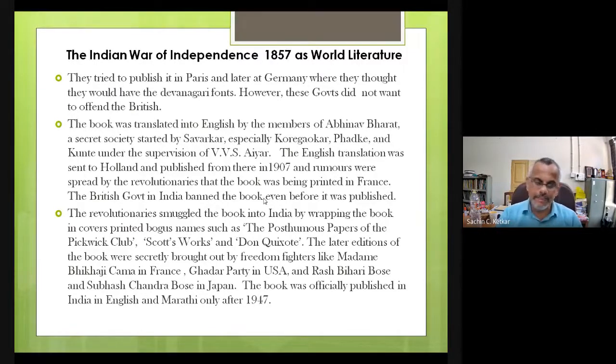The book was officially published in India in English and Marathi only after 1947. So you can look at this very fascinating history of this book and translation. And why am I discussing this? What has that got to do with translation studies?